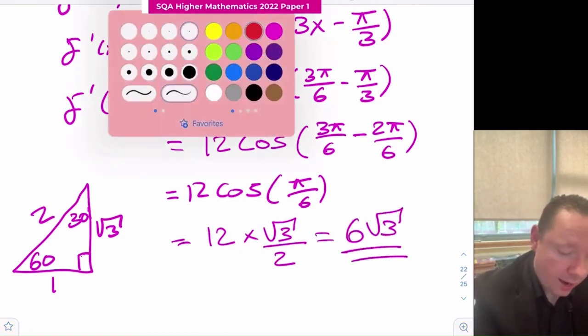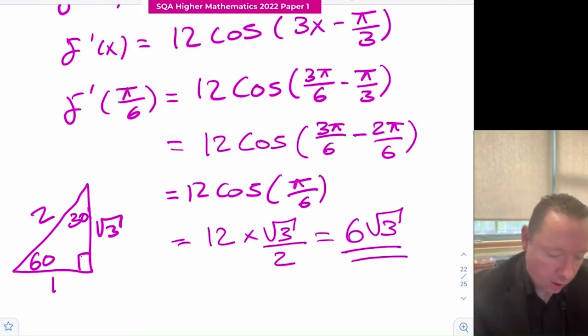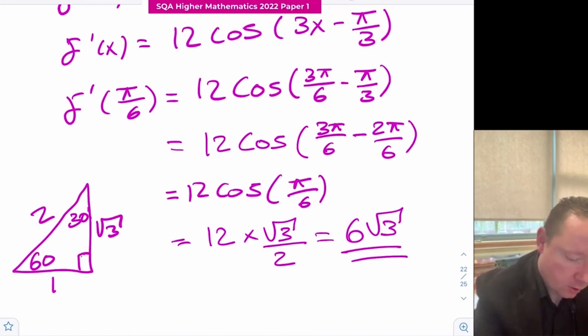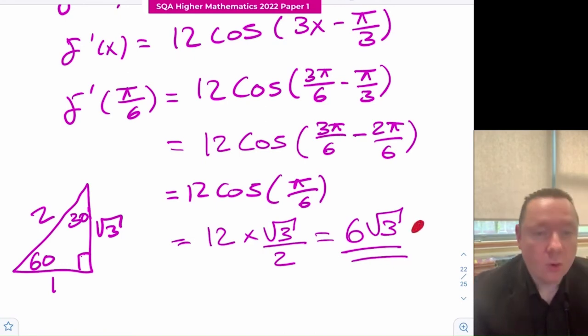And for all of that extra work, it's one extra mark. A bit stingy of the SQA there. So there's our final mark at this point here.